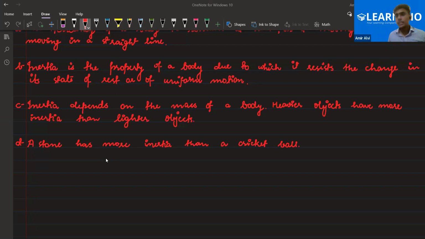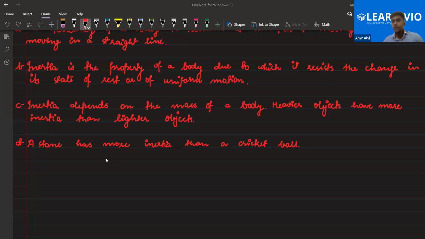To overcome the inertia, to overcome the resistance offered by the body, you should apply force. An external force should be there. Does anybody have any doubt so far?